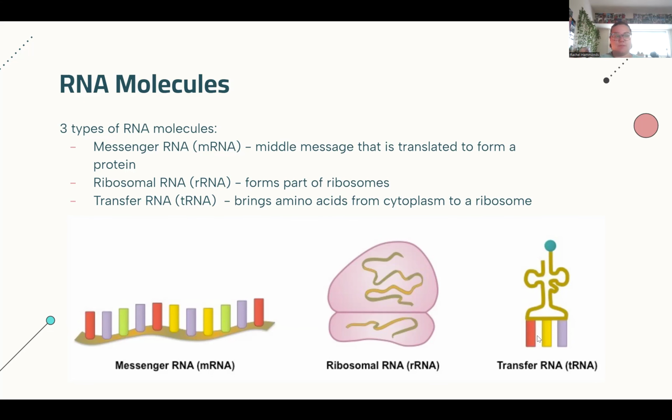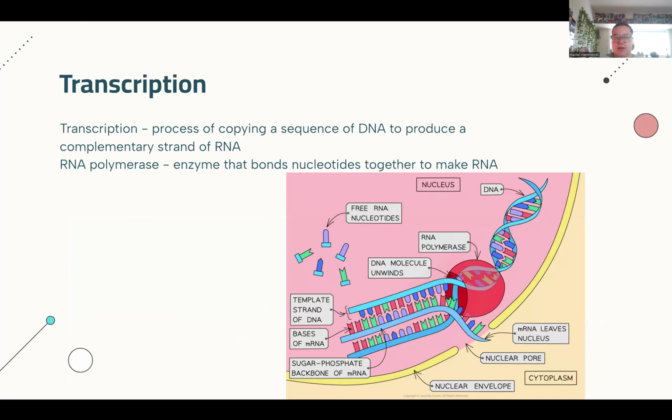So, transcription. Transcription is the process of copying a DNA sequence to produce a complementary RNA. A really important enzyme that you need to know is RNA polymerase. It is the enzyme that bonds the nucleotides together to make RNA.